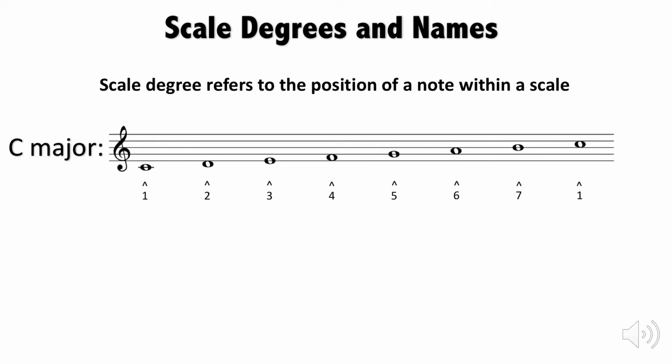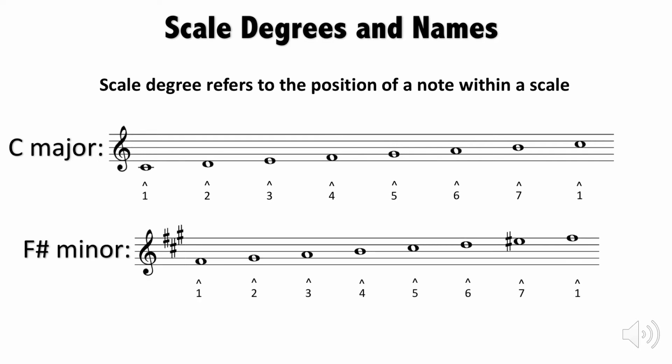Since C is the first note, we call it scale degree 1, and we do this for all of the notes. And as you can see, when C returns, scale degree 1 also returns. Just one heads up: when we write scale degrees, we always put this little hat on top of the number. In F sharp minor, we have the same thing. Since the first note is an F sharp, we label it scale degree 1, and we do it for all the other notes.